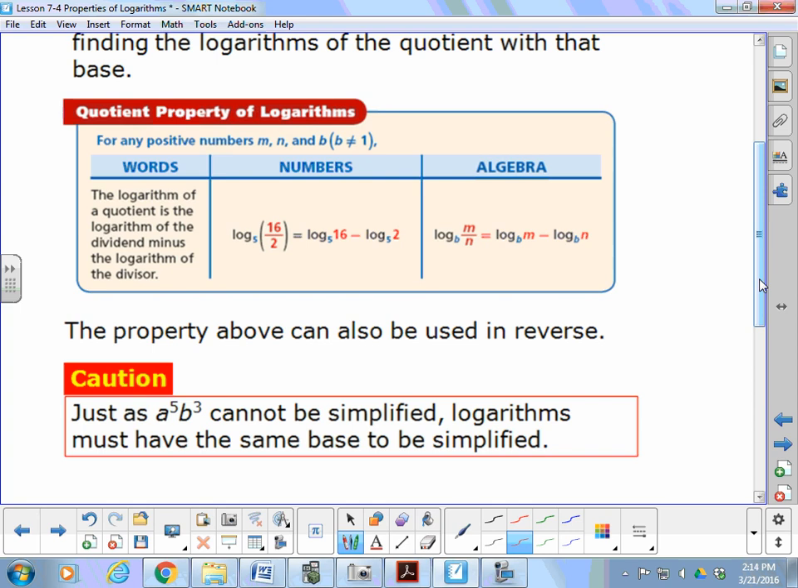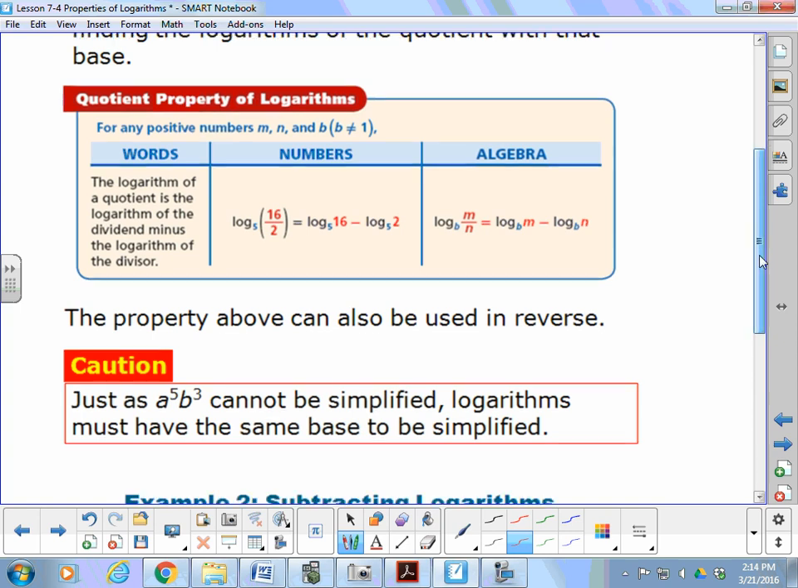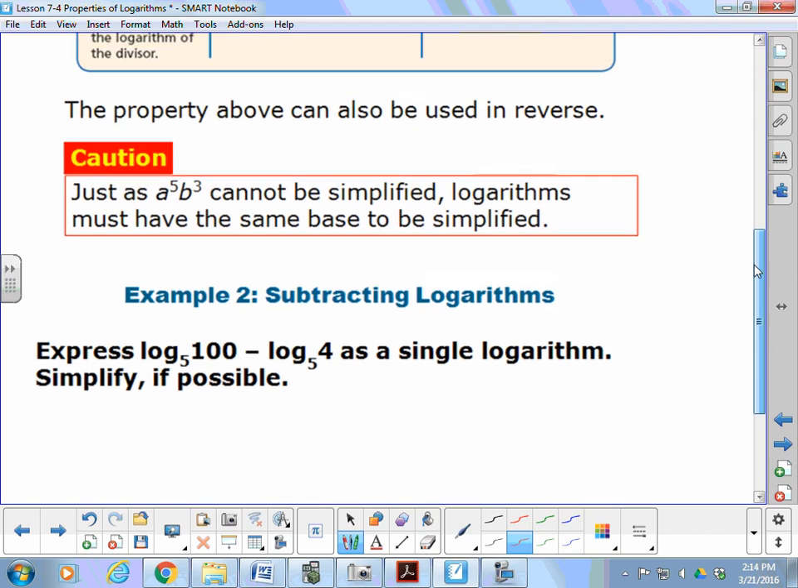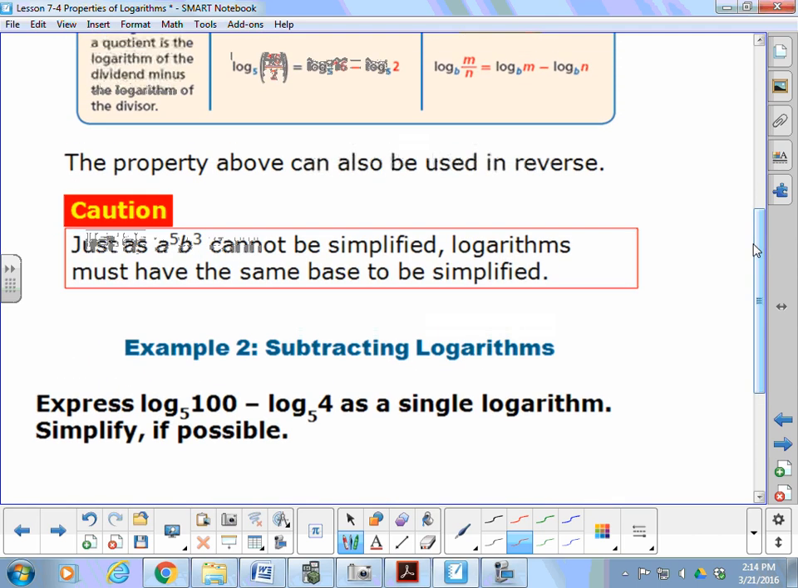The property can always be used in reverse order, but just remember, as a to the fifth b cubed cannot be simplified, logarithms have to have the same base. Now, lots of times you can probably type it in your calculator and get an approximate answer, but we're normally not going to do that. So here we have the log base 5 of 100 minus the log base 5 of 4.